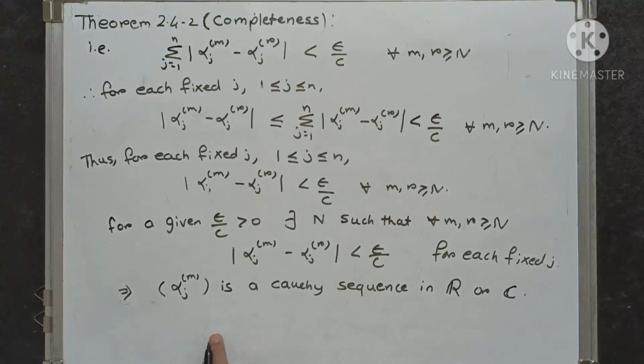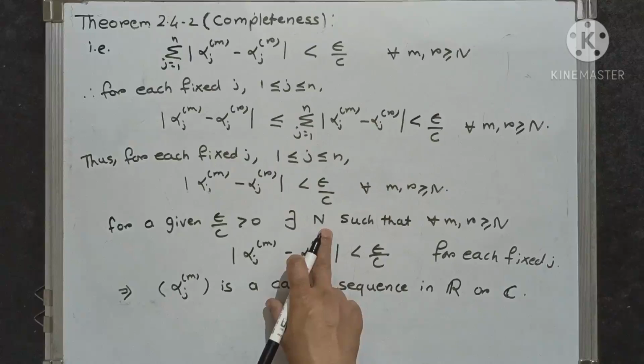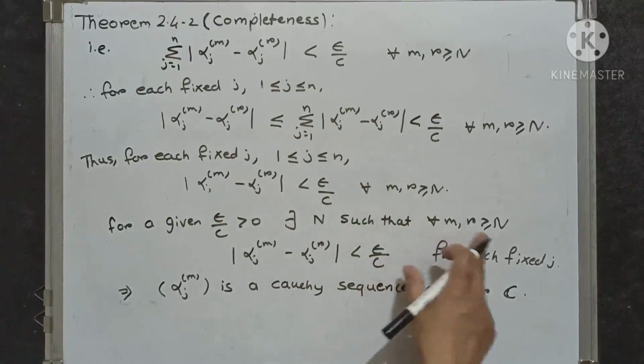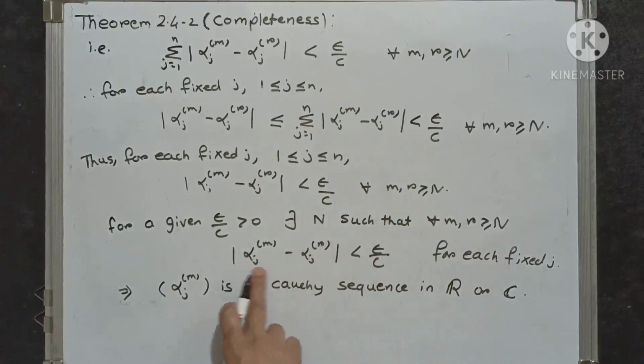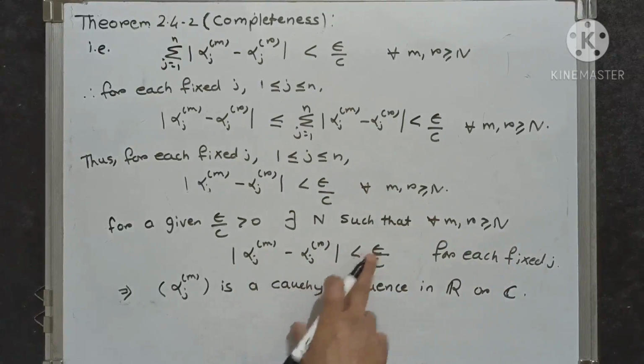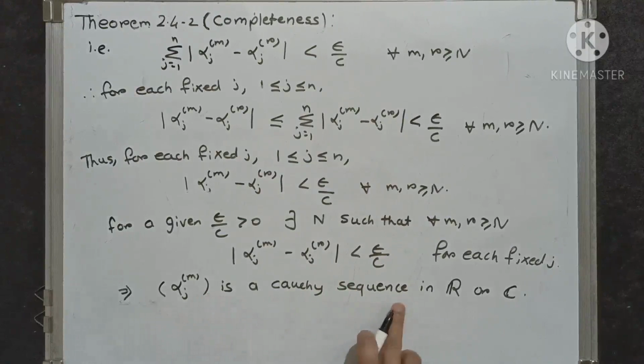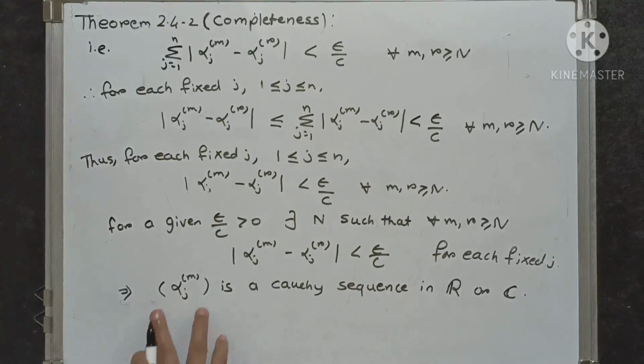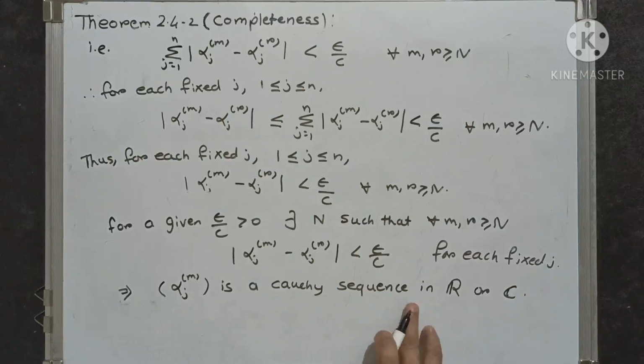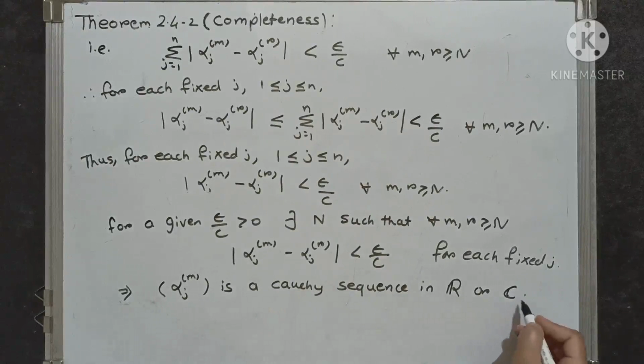Because here, as we read this inequality, for a given epsilon by c greater than 0, there exists a natural number capital N such that for all m, r greater than or equal to capital N, mod of alpha jm minus alpha jr is less than epsilon by c, that is nothing but the definition of the Cauchy sequence. Therefore the sequence alpha jm is a Cauchy sequence. As each alpha jm is a scalar, either real or complex, this sequence is a Cauchy sequence in either R or C, and it is true for each fixed j.